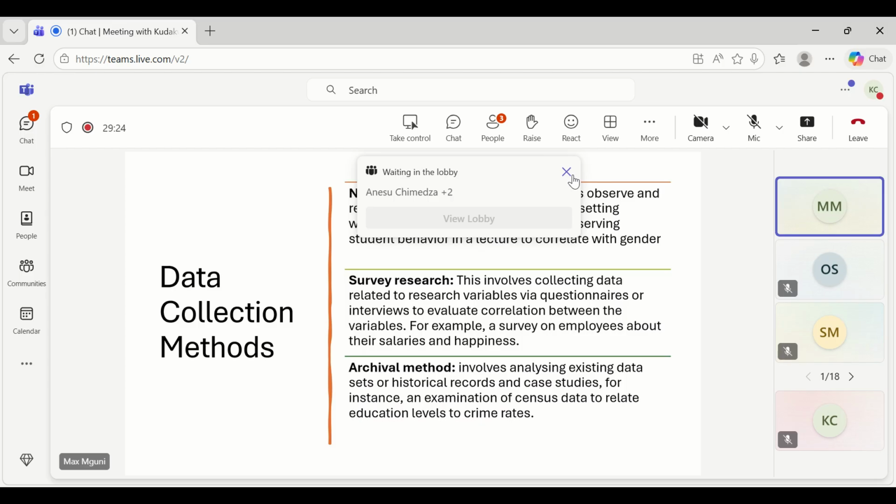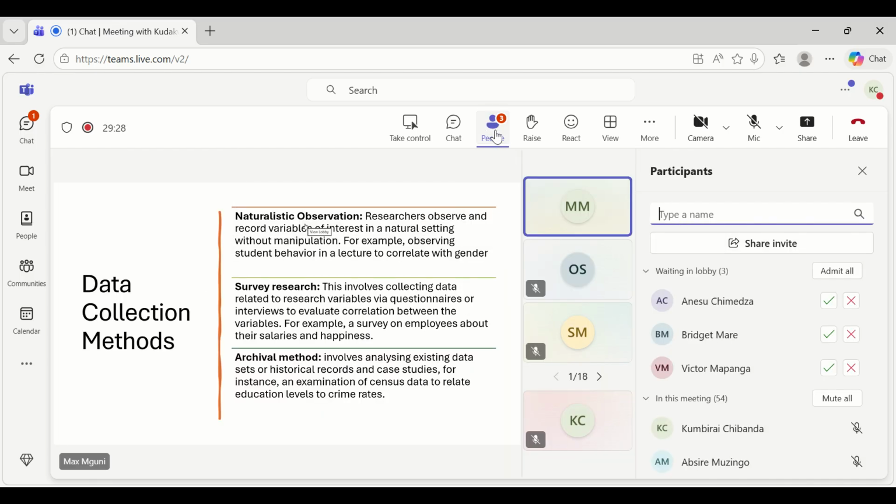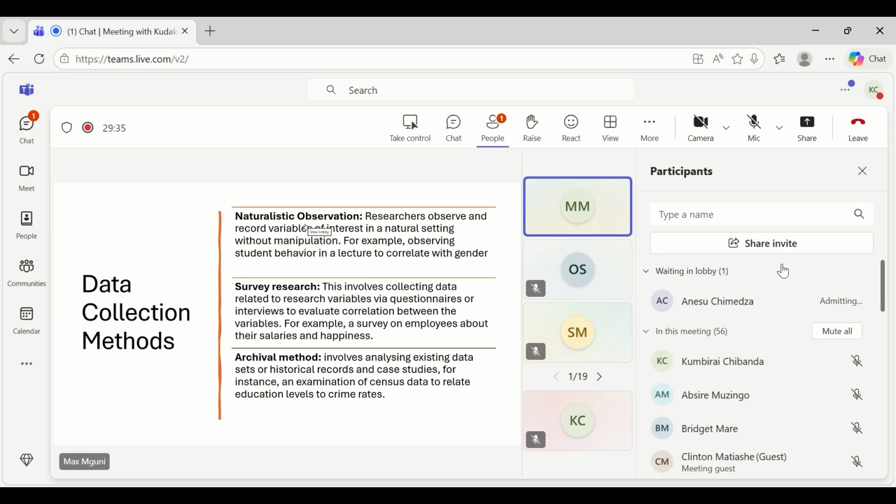Archival method involves analyzing existing data sets or historical records and case studies. For instance, an examination of census data to correlate education levels to crime rates.